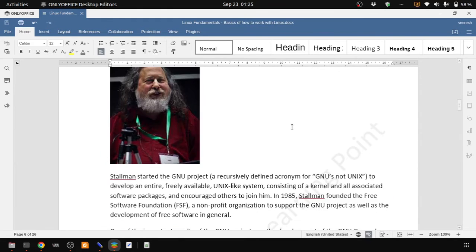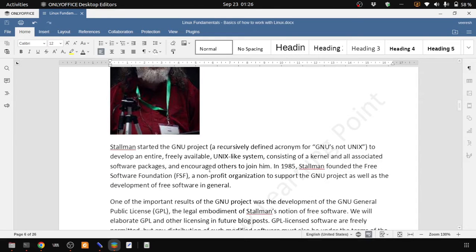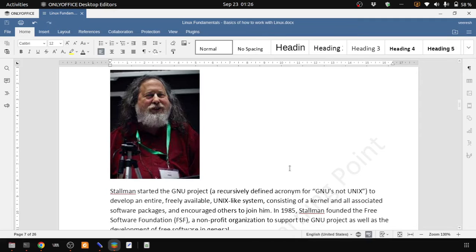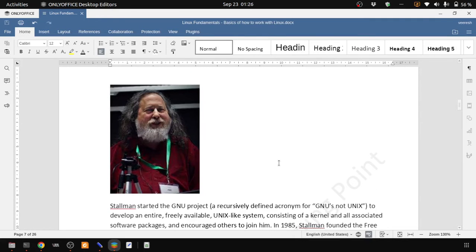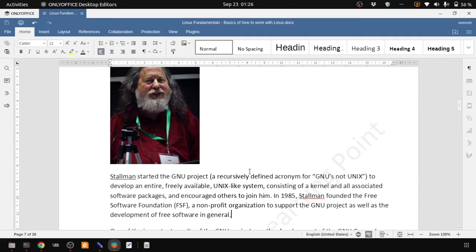In the GNU project, GNU is recursive, meaning GNU is Not Unix. The goal was to develop an entire freely available Unix-like system consisting of a kernel and all associated software packages, and he encouraged others to join him. In 1985, Stallman founded the Free Software Foundation, a non-profit organization to support the GNU project as well as the development of free software in general. He is also one of the important figures in the open source world, and his contributions are highly appreciated.